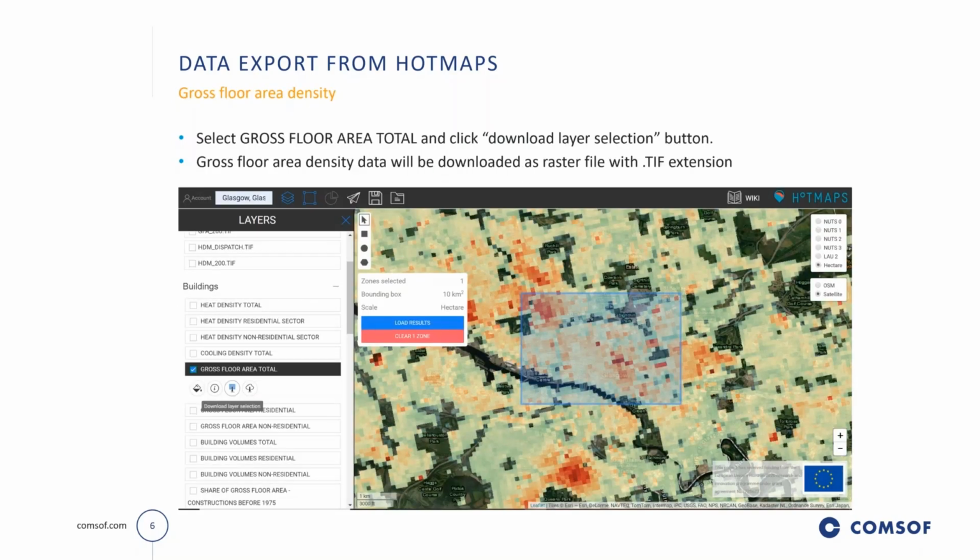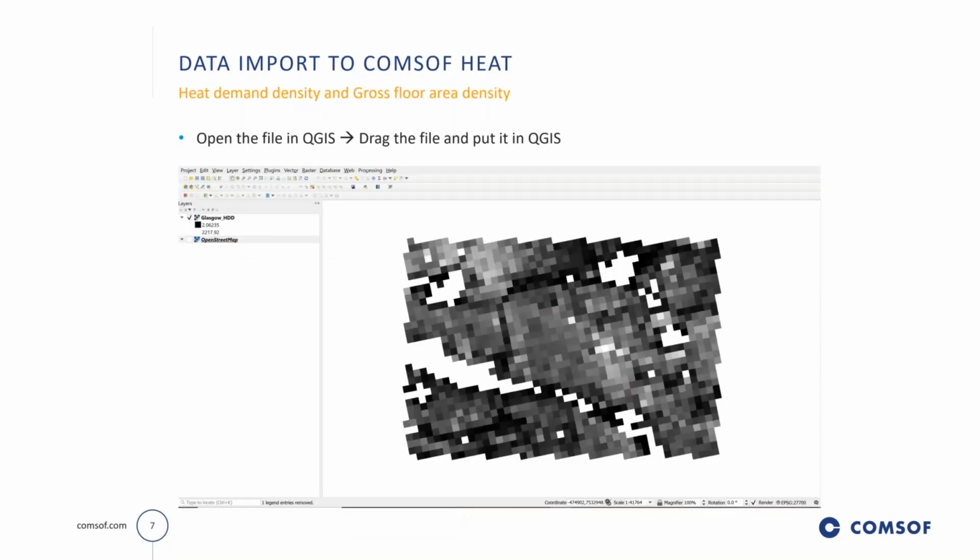Then we come to the gross floor area density. The gross floor area density is expressed in square meters per hectare, which is the heated area per hectare. For every hectare, we have a heated area, which is the gross floor area density. We can download this data as before. We select the gross floor area total, and then we click the download layer selection button. The data will be downloaded as a raster file with .tiff extension. So now we have two different files with heat demand density and gross floor area density.